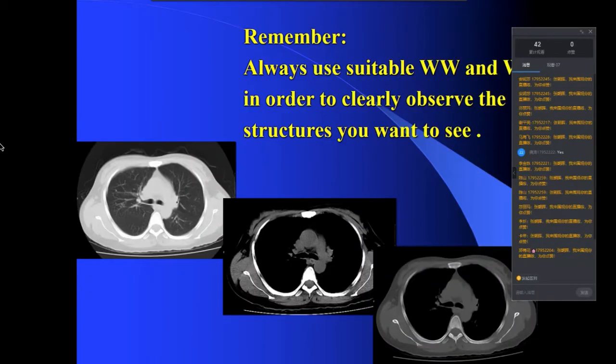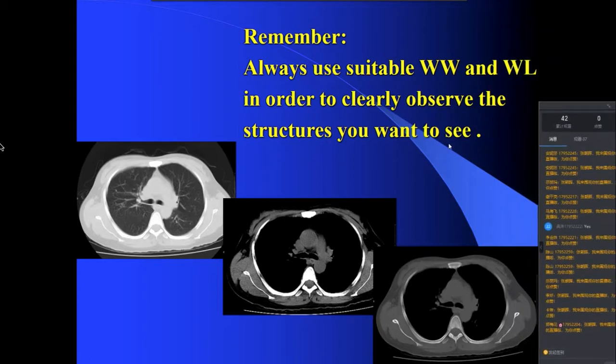So during CT examination, you should always use suitable window width and window level in order to clearly observe the structures you want to see. For more examples, here are 3 images. They are all axial images of the chest. This is the axial image of the chest with the lung window setting. You can see the lung tissue, the bronchi, and the lung markings.